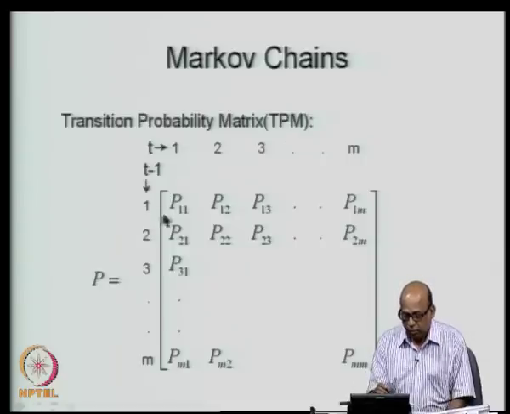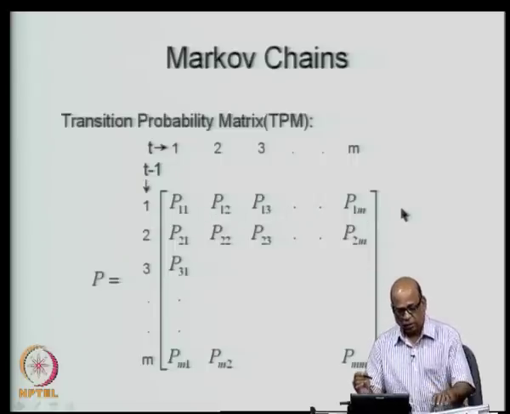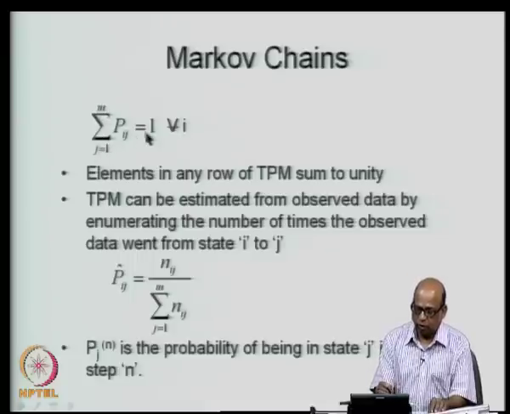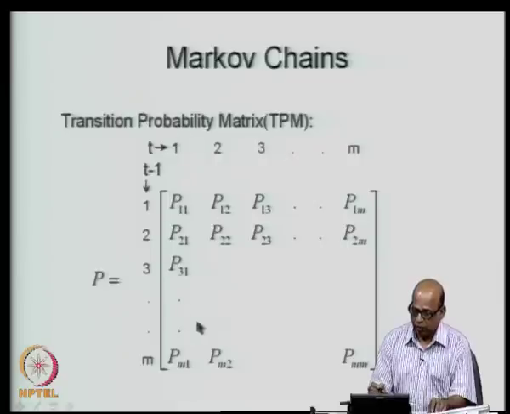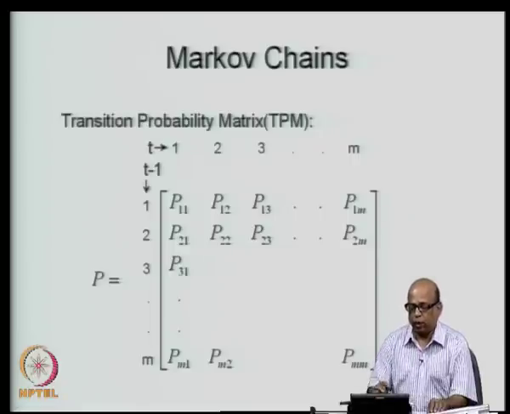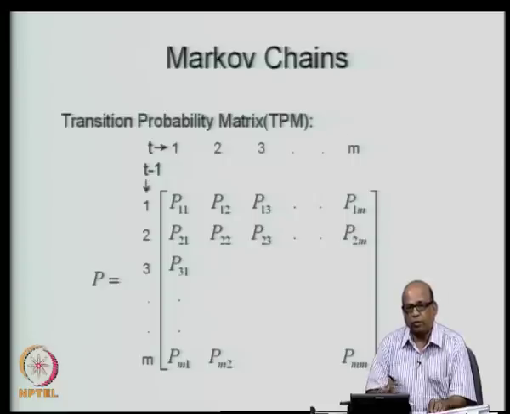Now, because starting with a particular class interval 1, let us say, it has to go into one of these class intervals, the summation of all these probabilities must be equal to 1 as I just stated, and this we write more formally as summation over j equal to 1 to m of P i j is equal to 1 for all i. That means, for each of these, the rows must add up to 1. Such matrices where the rows add up to 1 are called stochastic matrices in the stochastic process theory.